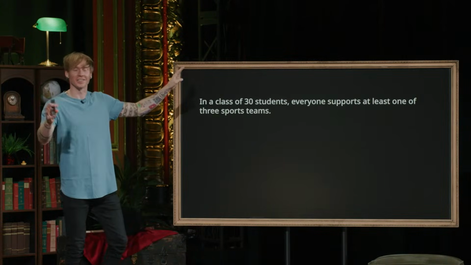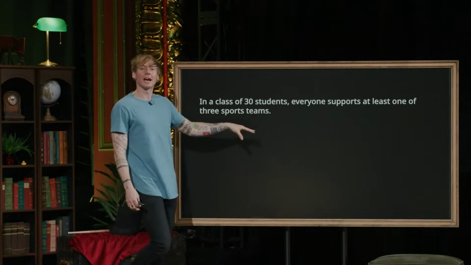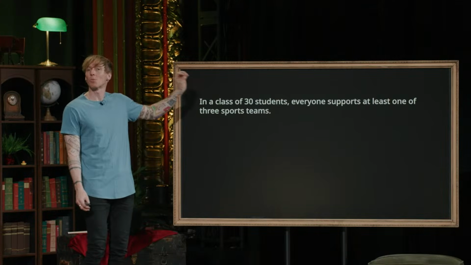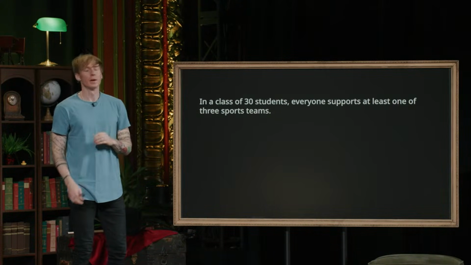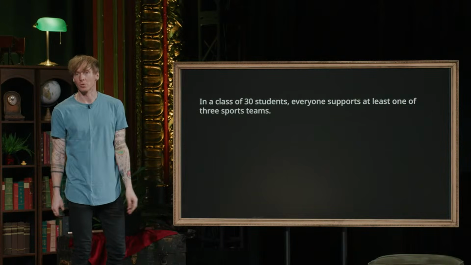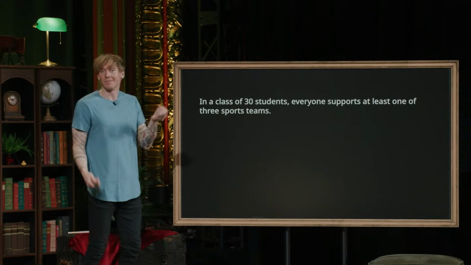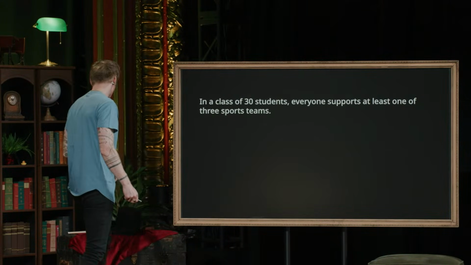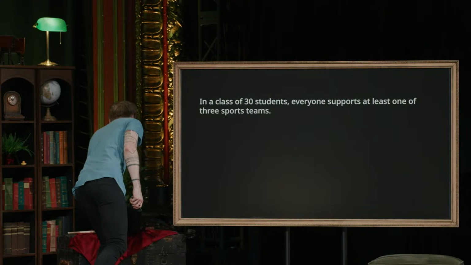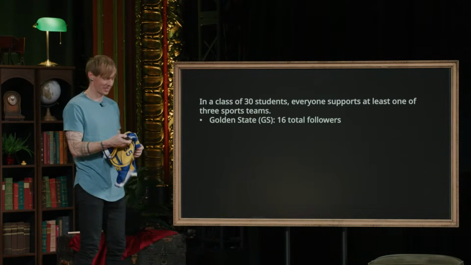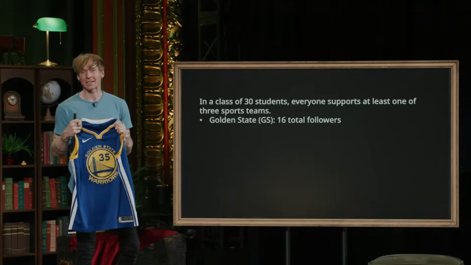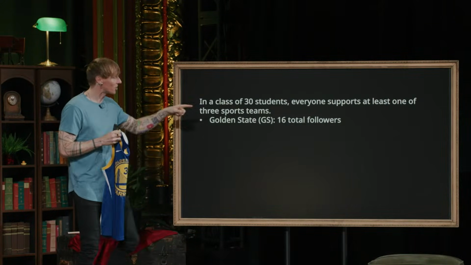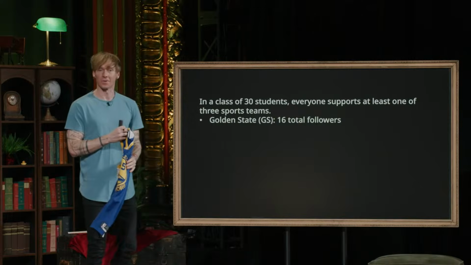In a class of 30 students, we know that everyone in the class supports at least one of 3 sports teams. So everyone has at least one team that they follow. They could, of course, follow 2 or 3 of those teams. Now, we all want to know who are those teams. So the first team that people may follow is going to be Golden State, the Golden State Warriors NBA basketball team. And they have a total of 16 followers.